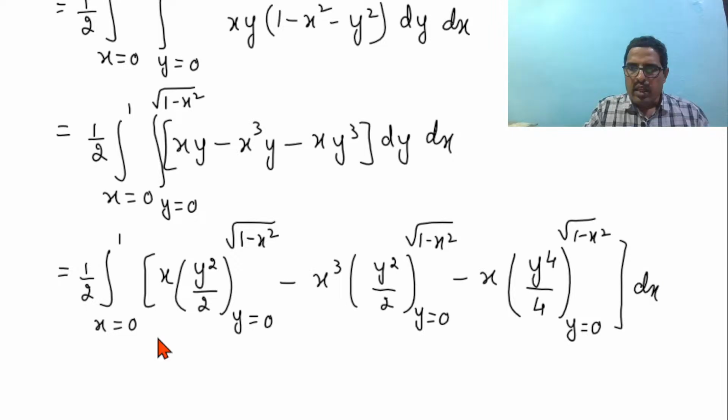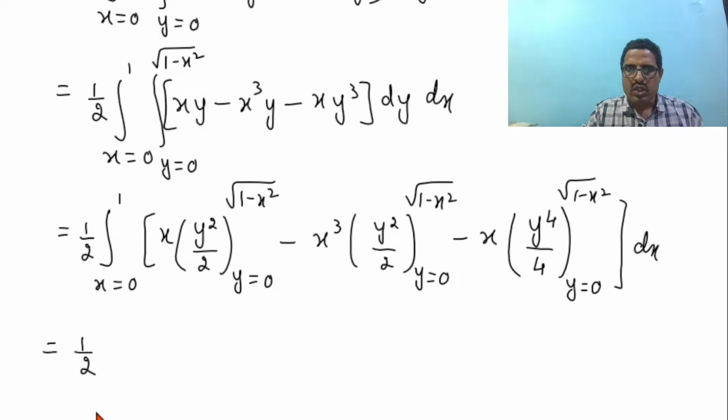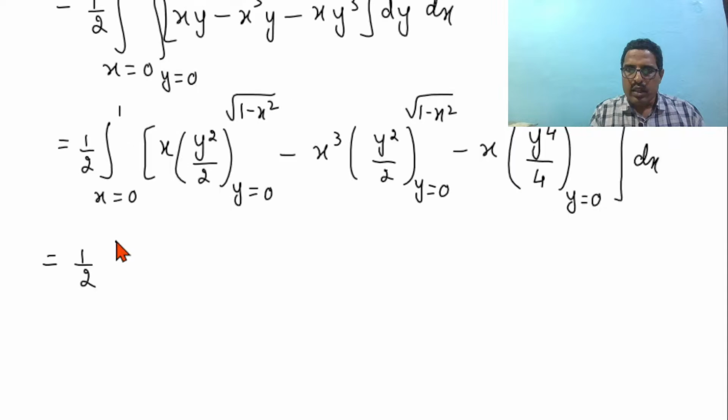Let us try to simplify this one. It is 1 by 2 as it is. Integral of x equals 0 to 1. However, 1 by x as it is, and this divided by 2 also as it is, no change there. Let me apply the upper limit value.